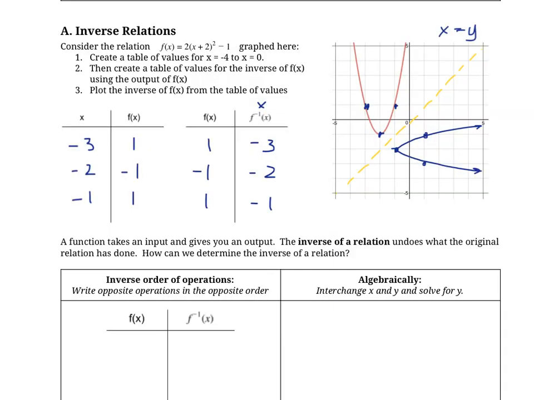So the equation of the graph we have graphed here, the red equation, is listed up here. It's (2x + 2)² - 1. So we know that's a quadratic in vertex form, right? So the question is, how can we determine the equation of its inverse? And there's a few ways to do that. We're going to start off with this way, the inverse order of operations. I actually really like this method.